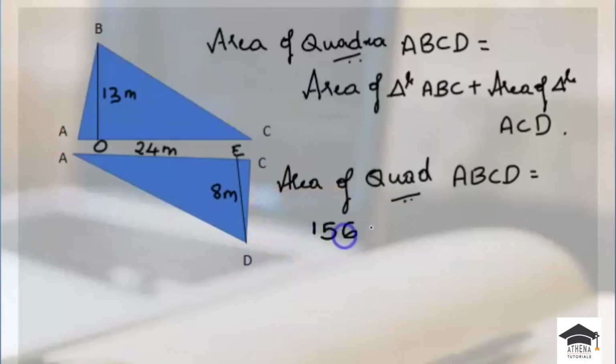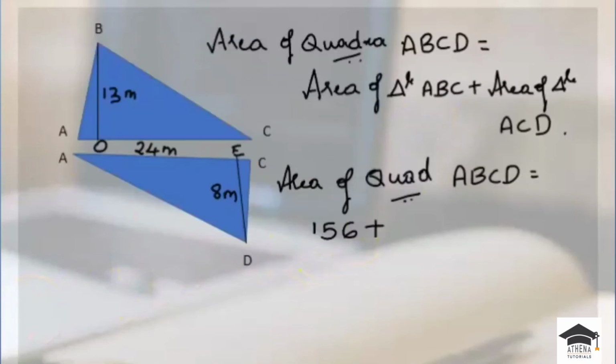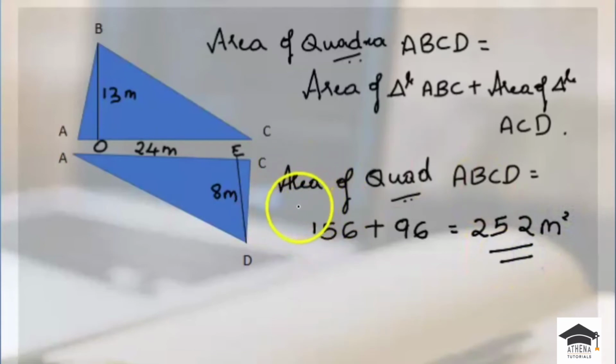156 plus, what is the area of triangle ACD? It is 96. So, 96. If we add these two, we will get 252 meter square. This is nothing but the area of quadrilateral ABCD. I hope you have understood this problem. Let's look into the next one.